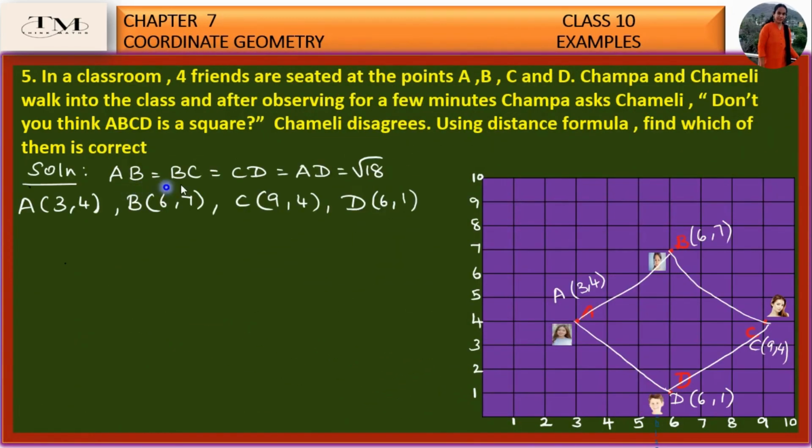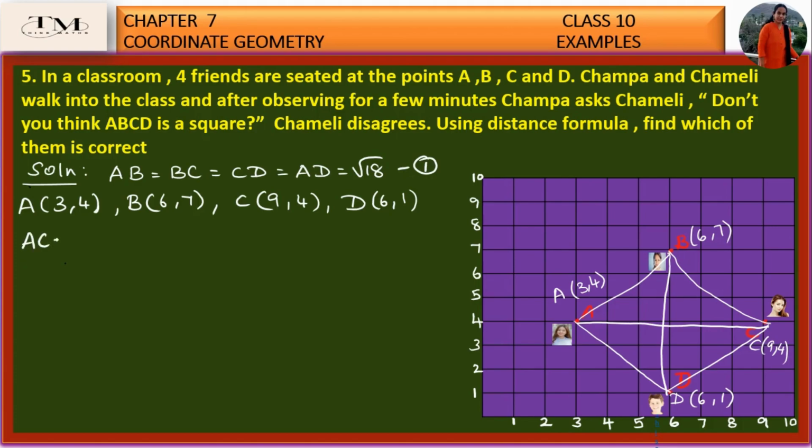So far we got AB is equal to BC is equal to CD is equal to AD is equal to root 18. So we have these coordinates. Now we have to prove their diagonals are equal. So we have to prove AC equal to BD. So if it is so, then ABCD forms a square. So let us keep this as 1. Now we will find AC and BD.